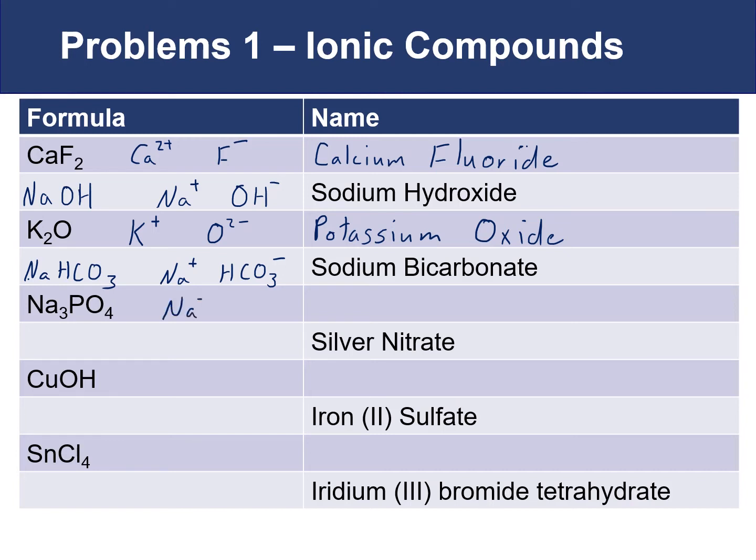The next one we have Na. That's sodium. Sodium again has a +1 charge. The PO4 is phosphate. This is PO4 3-. Our charges balance out because we have 3 sodiums per 1 phosphate. The name would be sodium phosphate.